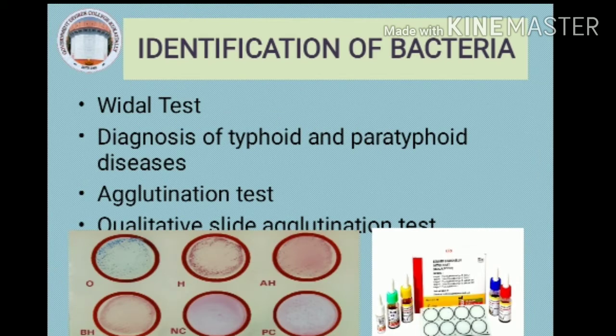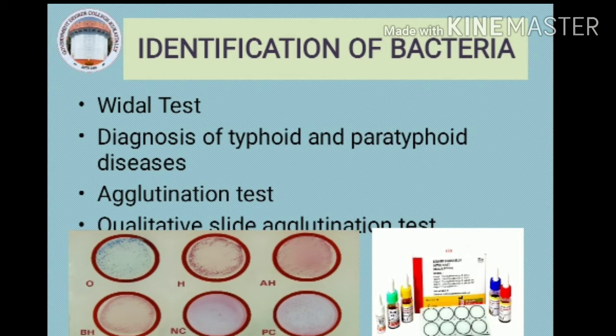Vidal test is also carried on slide. It is a qualitative test. For the qualitative test, 4 drops of test serum are placed on 4 separate areas, and 1 negative control serum, that is saline, a drop of saline is placed in another place. Positive control serum is placed in another circle. So to all the 6 drops in circles, antigen is added, either flagellar antigens or O antigen.